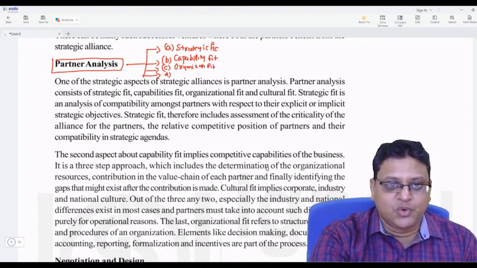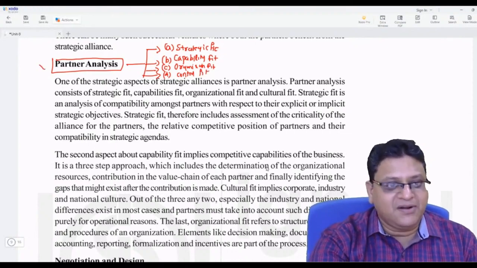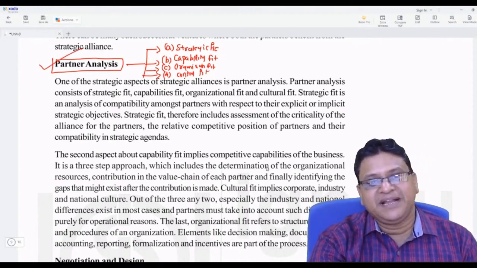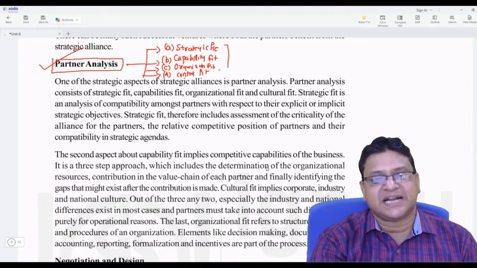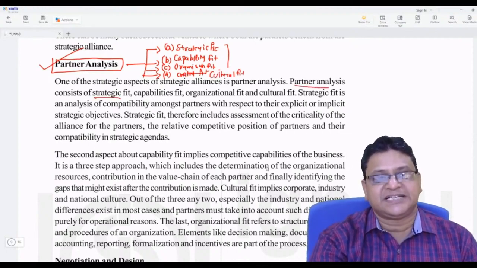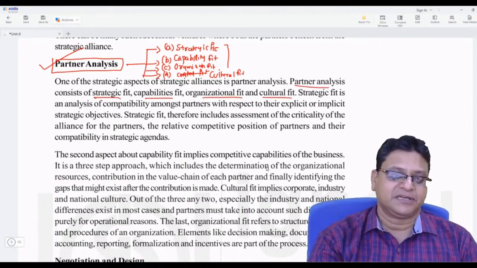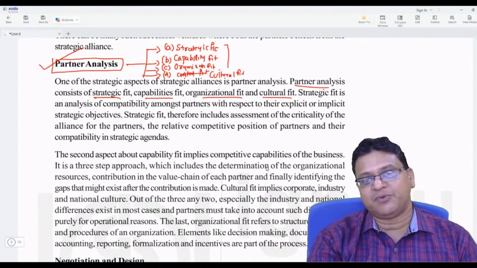Last one is cultural fit. So partner analysis deals with finding out the following four fits: strategic fit, capability fit, organizational fit, and cultural fit. So partner analysis consists of strategic fit, capabilities fit, organizational fit, and cultural fit. We will discuss all these fits one by one.